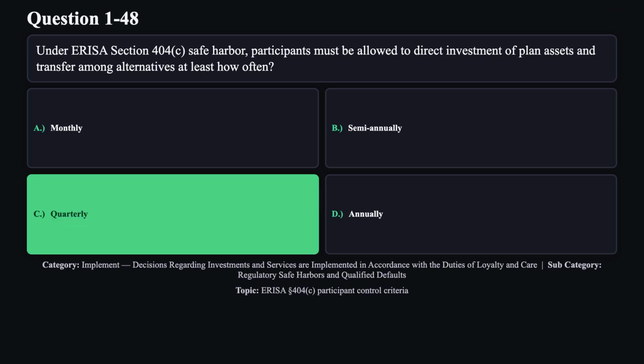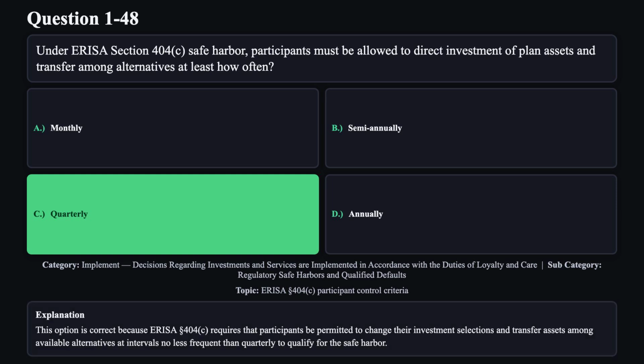The correct answer is C. This option is correct because ERISA Section 404(c) requires that participants be permitted to change their investment selections and transfer assets among available alternatives at intervals no less frequent than quarterly to qualify for the safe harbor.